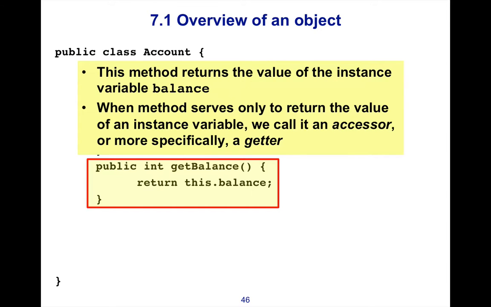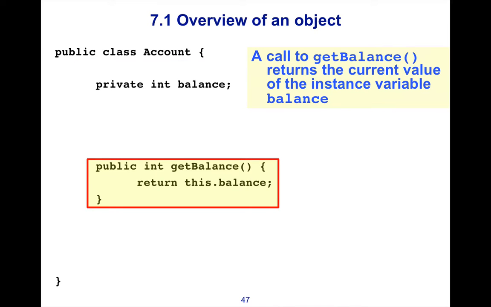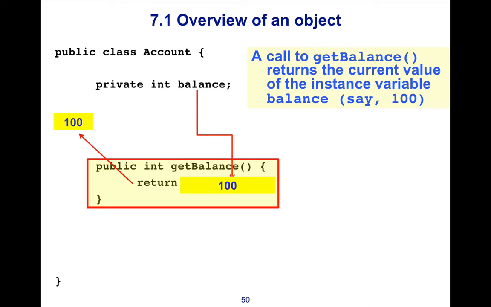This type of a method, which accesses an instance variable, is called an accessor, and more specifically, we call it a getter, because it gets the value of an instance variable. So if I make a call to get balance, it's going to return the current value of the instance variable. Let's suppose it has 100, and here we see a diagram of how that's going to work. The method gets called, this.balance, having 100, is substituted for this.balance, and then the return provides that result to whoever called it.